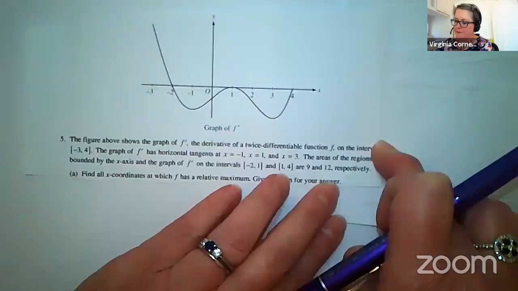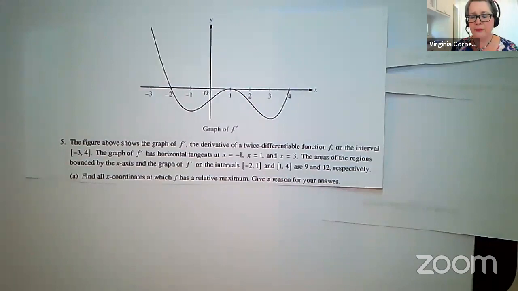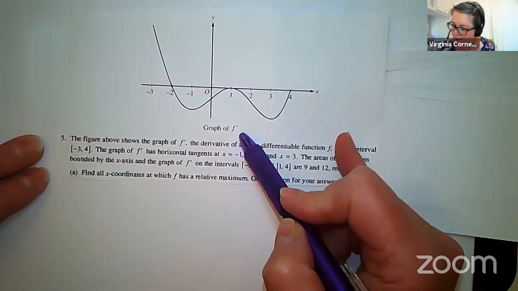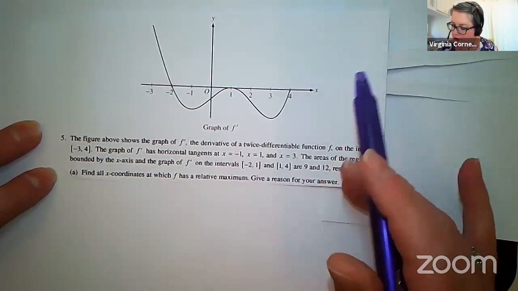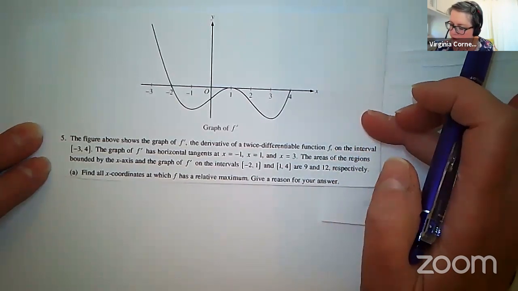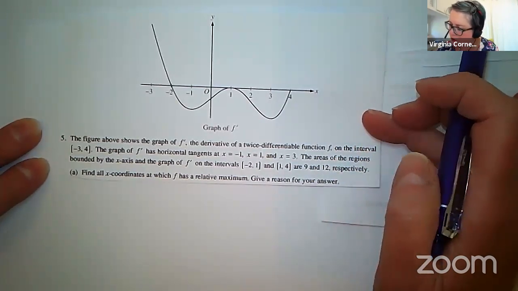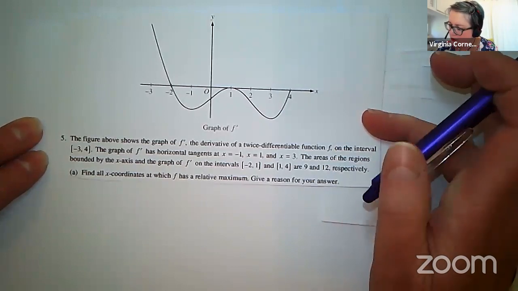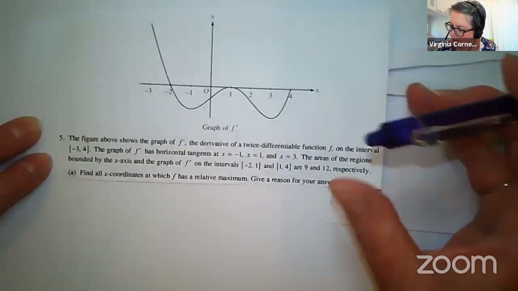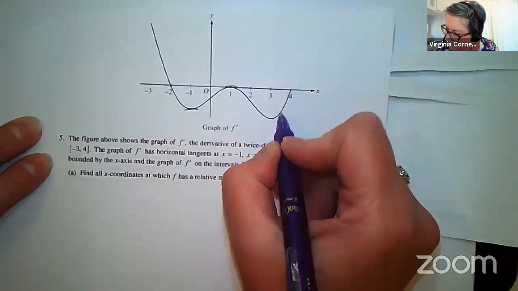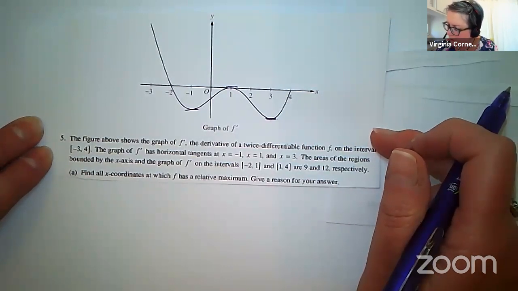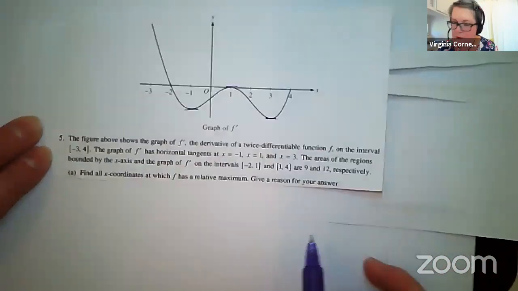I took the date off of it. I can't remember what date it is, but this is almost a mirror image and a little bit of a vertical translation from the graph we were just looking at. And we're told here on this problem, we are given the graph of f prime. And here's all the given information, and then I'm going to read part A as well. The figure above shows the graph of f prime, the derivative of a twice differentiable function f over the closed interval from -3 to 4. The graph of f prime has horizontal tangents at x equals -1, x equals 1, and x equals 3. So little horizontal tangents here. The areas of the regions bounded by the x-axis and the graph of f prime on the intervals from -2 to 1 and 1 to 4 are 9 and 12 respectively.